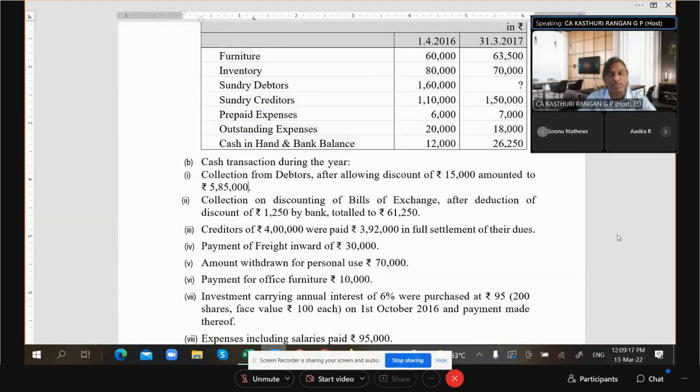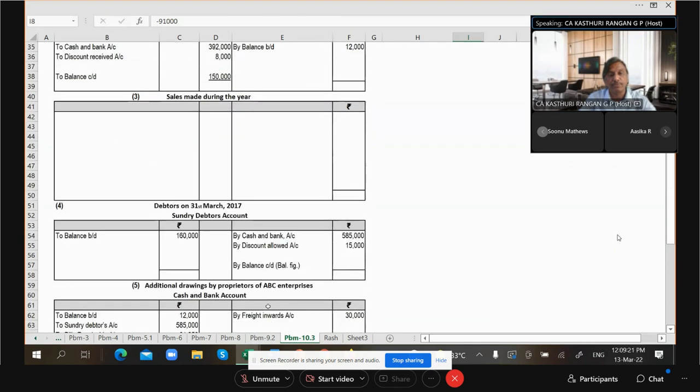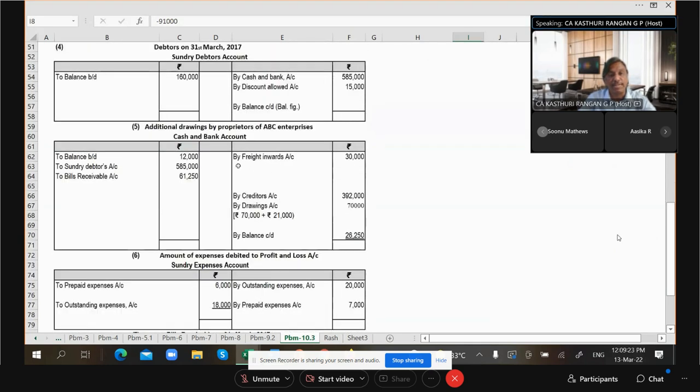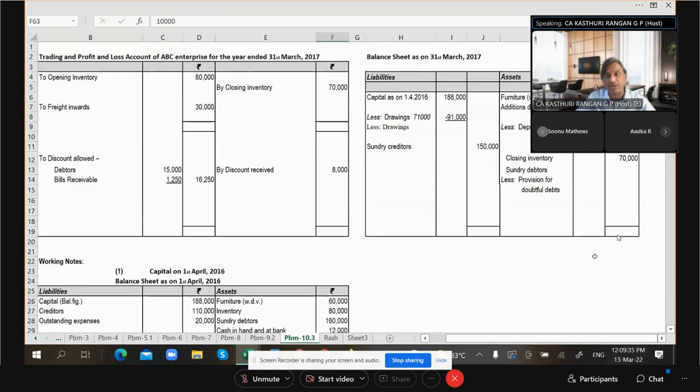Next, payment for office furniture 10,000. So office furniture purchased. In the bank account, by furniture 10,000. When you pay for furniture, we have to show it in the balance sheet. Addition during the year 10,000. Therefore, what is total? 60 plus 10, 70 in the furniture.